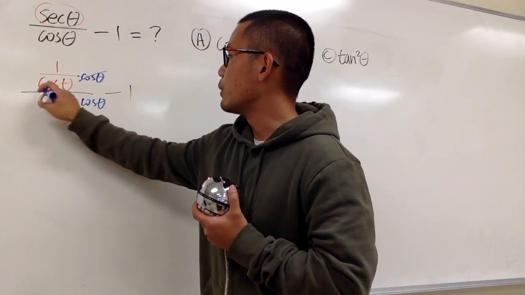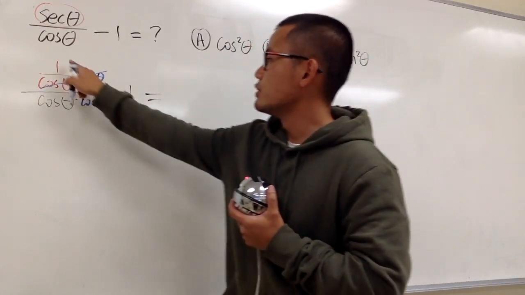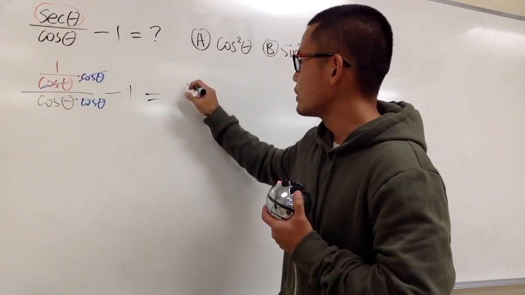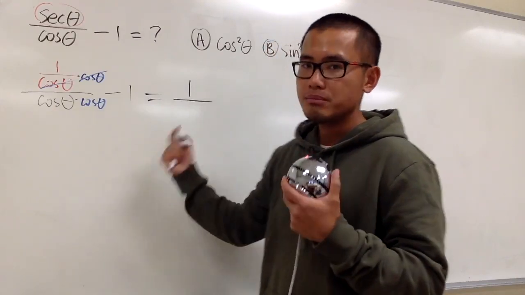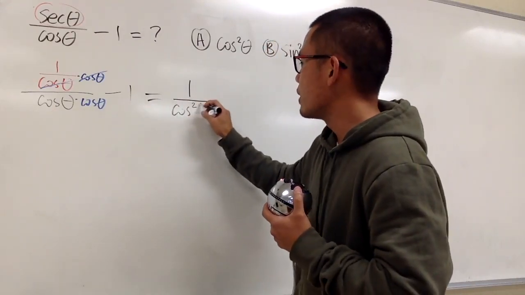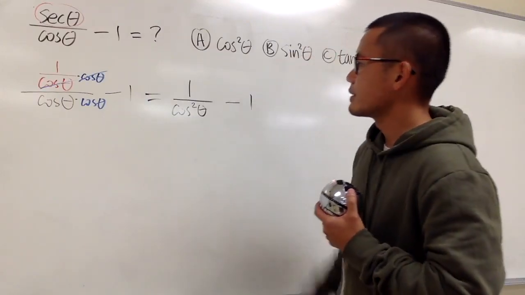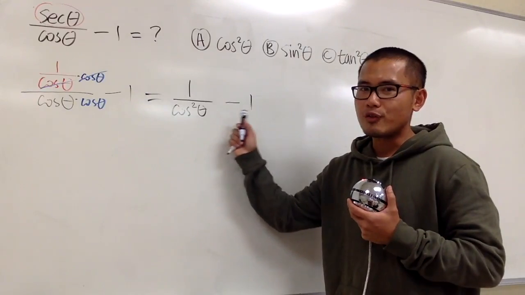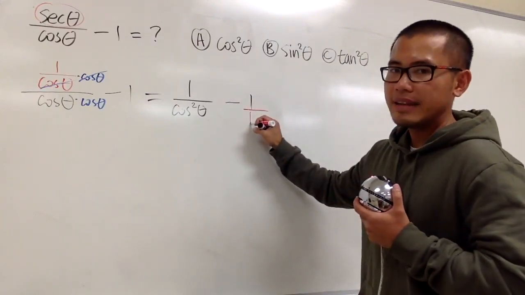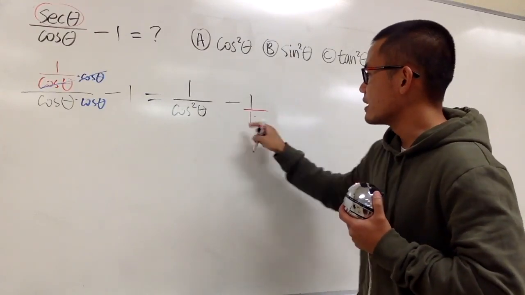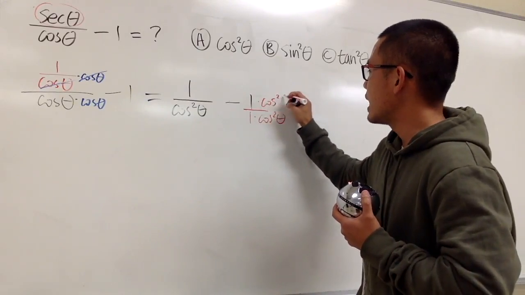so that this and that will cancel, and that's very nice. And then we will have just a 1 on the top right here, right? So we have 1 over, and this is cosine theta times cosine theta, namely cosine square theta. And then we still have the minus 1 right here. And now we have to subtract fractions in this, right? So let's put on the 1 as 1 over 1. And let's multiply this by cosine square theta on the bottom here, and do the same on the top.